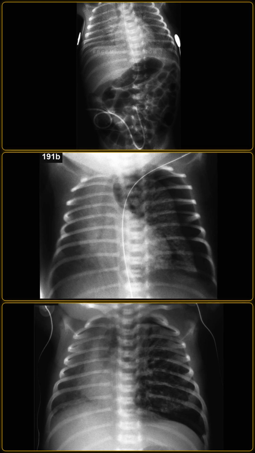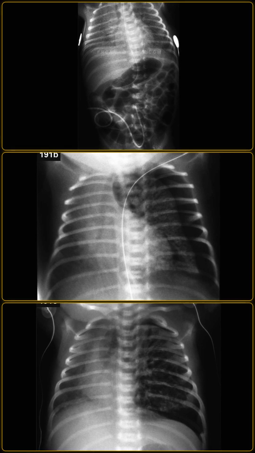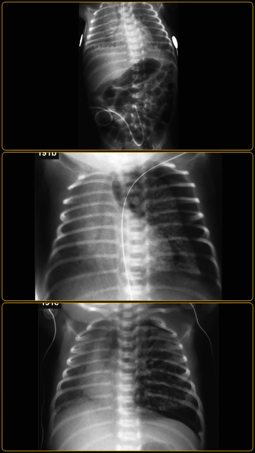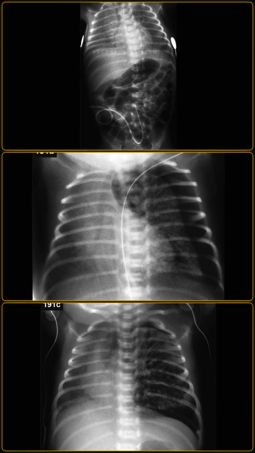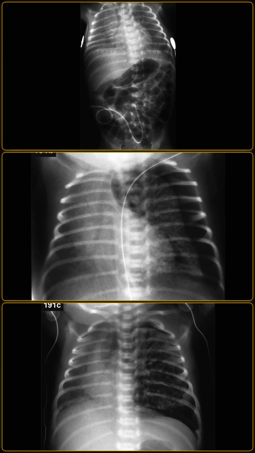The second and third films illustrate a large left-sided tension pneumothorax, demonstrating a hyperlucent hemithorax with collapse of the left lung and mass effect causing deviation of the mediastinum and trachea to the contralateral right side.